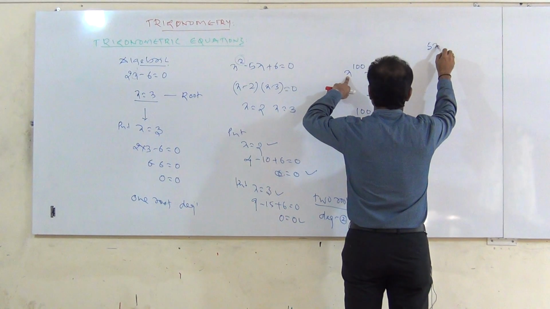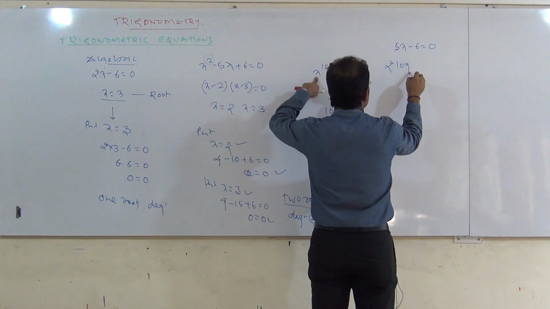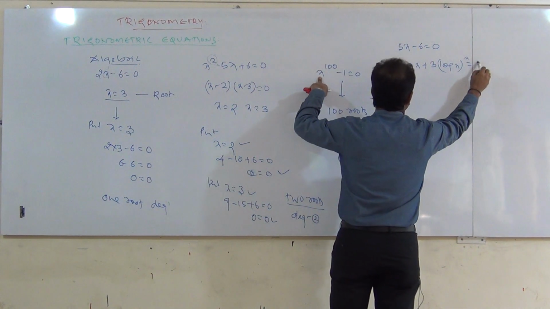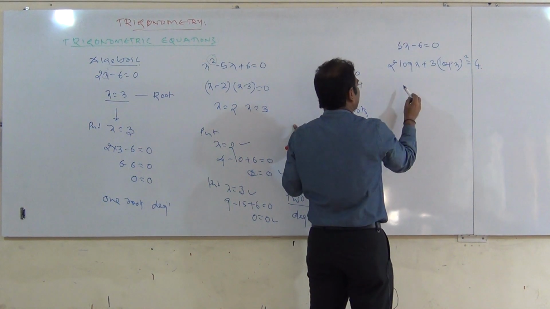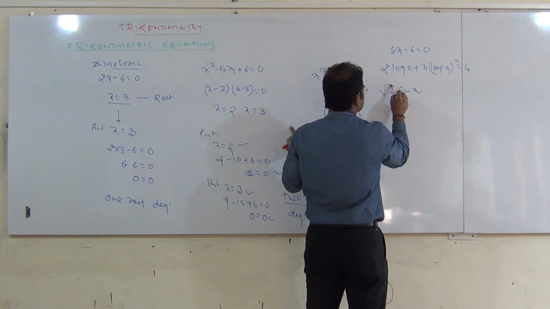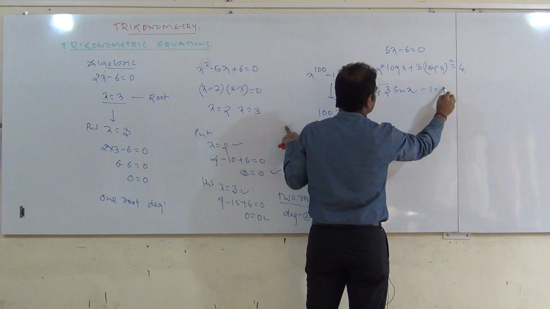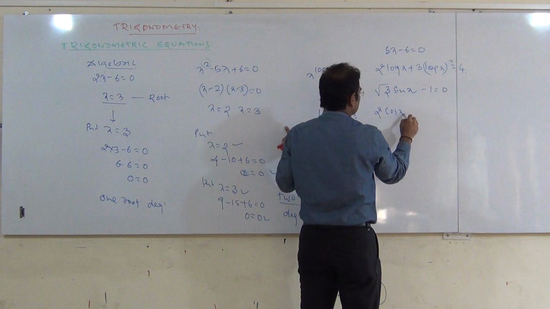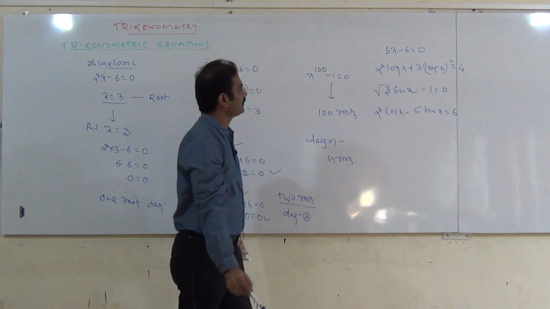Suppose there is an algebraic term like this, 5x minus something equal to 0. This is one type. 2 log x minus 3 (log x) square is equal to 4. This is one type of equation. Now I take root 3 sin x minus 1 is equal to 0. This is one more equation. 2 cos x minus 5 tan x is equal to 6. It is one more equation.